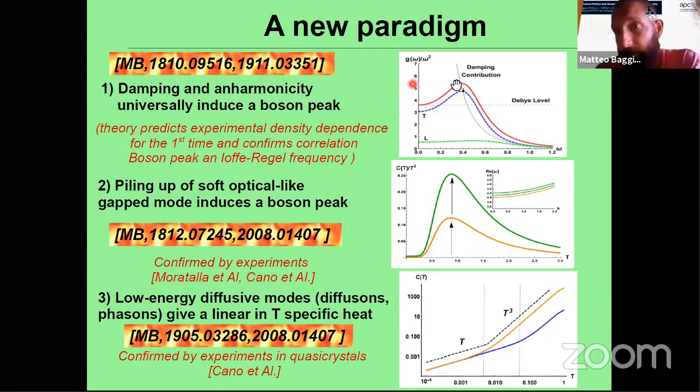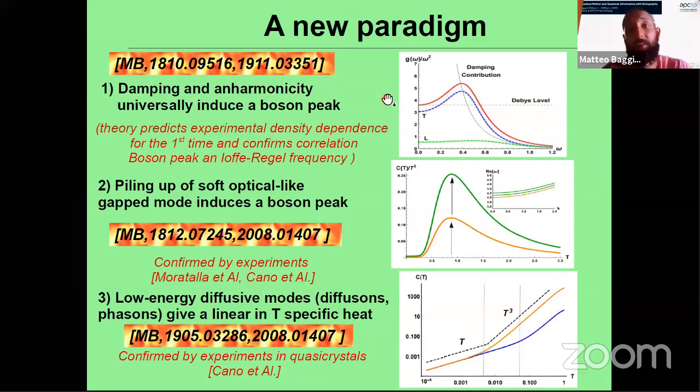So we made a very simple theory where we compute the density of states, adding damping and anharmonicities. What we saw is that the interplay between the Debye contribution and the damping produces a peak, simply because the damping contribution wants to grow at low frequency and the Debye wants to go the other way. So interpolating between the two, you get a nice peak. The theory also predicts, for the first time, the density dependence of this peak, which previous theories were not able to do.